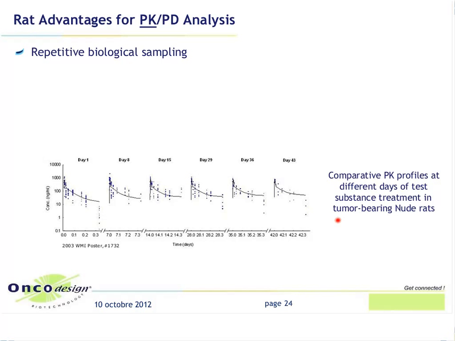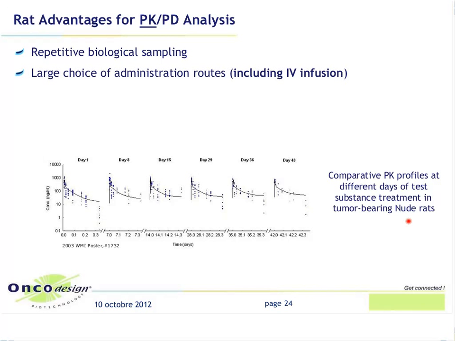The number of animals used for such an experiment is considerably reduced. For rats, there is a large choice of administration routes, and particularly IV infusion. A catheter is placed in the rat's femoral vein, and continuous infusion can be performed in parallel with blood sampling.